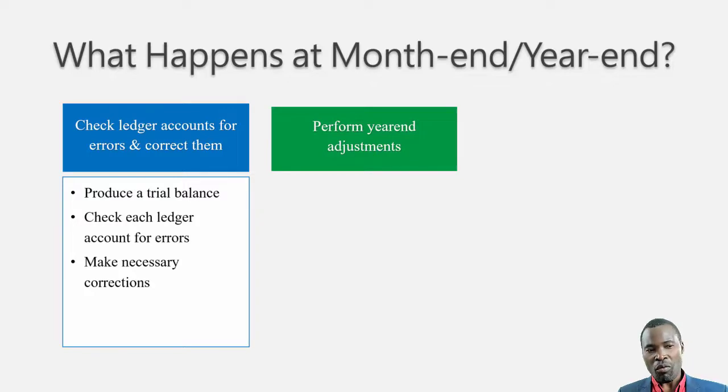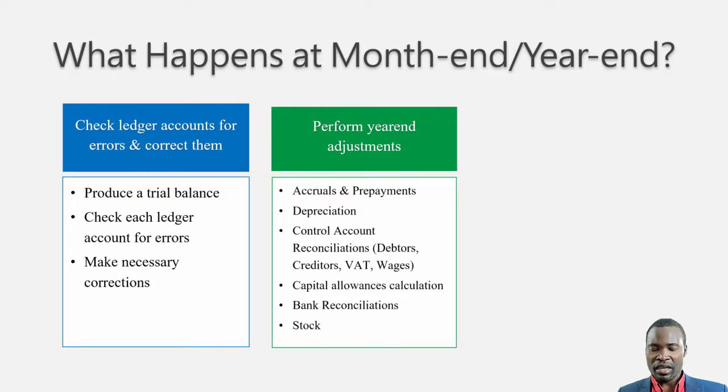And then you perform year-end or period-end adjustments. In this case, we're talking about month-end. You check month-end adjustments. Here, the adjustments you're looking at are accruals and prepayments, depreciation, and control account reconciliations, reconciliation of things like debtors, creditors, VAT, capital allowances calculation, bank reconciliation, stock reconciliation, and so on and so forth.